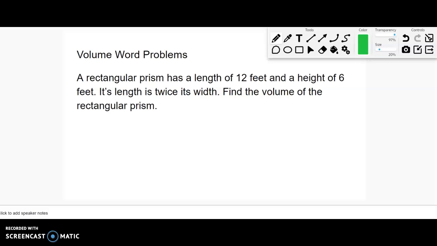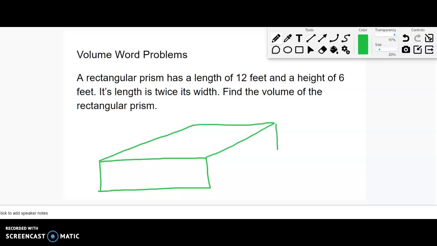A rectangular prism has a length of 12 feet and a height of 6 feet. Its length is twice its width. Ooh, typo, sorry. Find the volume of the rectangular prism. Well, I know if I have a rectangular prism, I better draw it, because that will help me visualize what's happening. So we know it has a length of 12, height of 6. It says its length is twice its width.